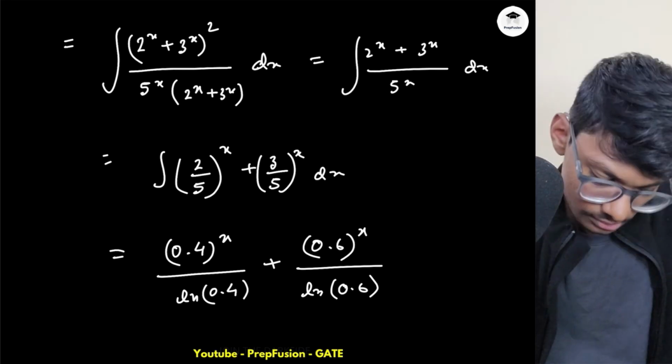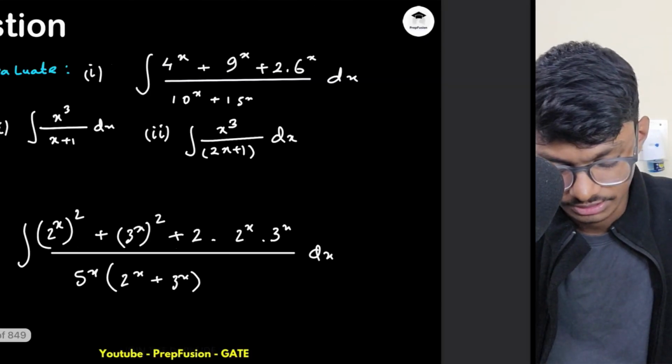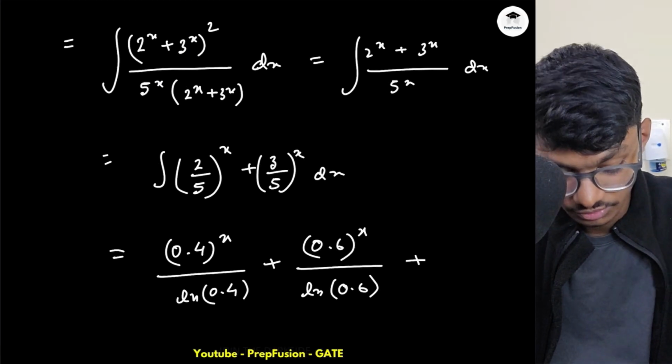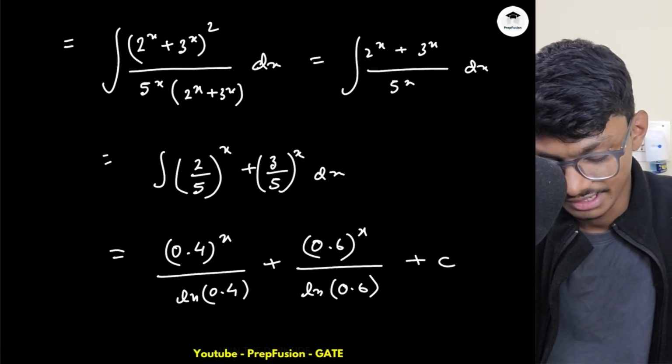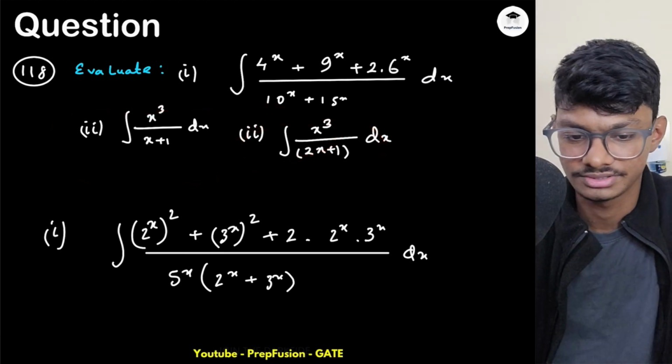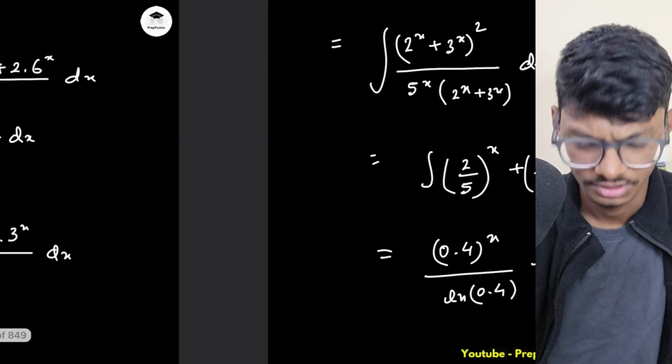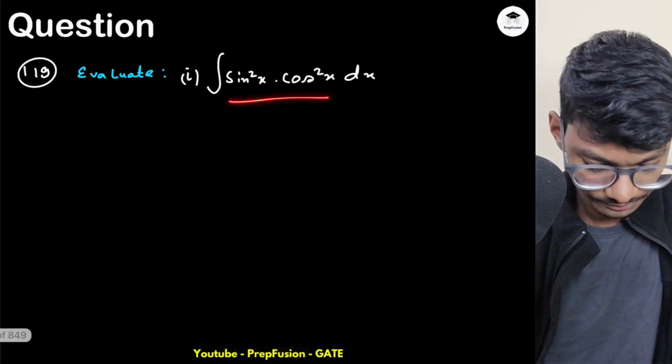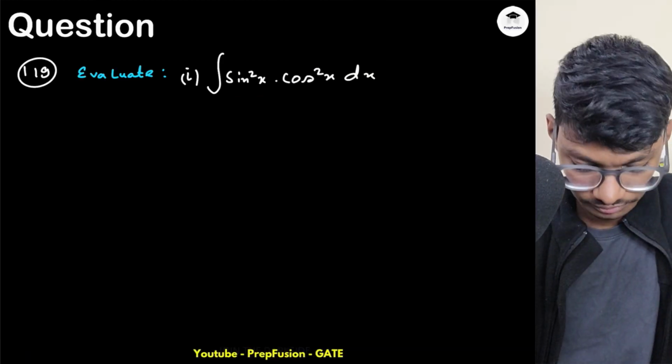ln of 0.6, right? So yeah, this is how you solve this question. This is the answer, plus c also, don't forget plus c. This is the answer to this question. So you try to solve the second and third one. There will be some minute trick involved. Now this, this is how you can solve.